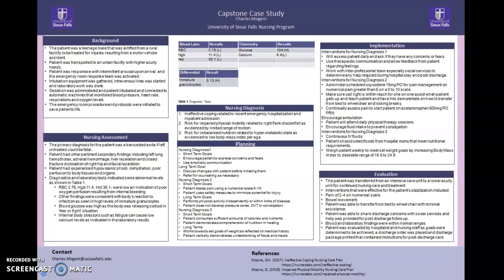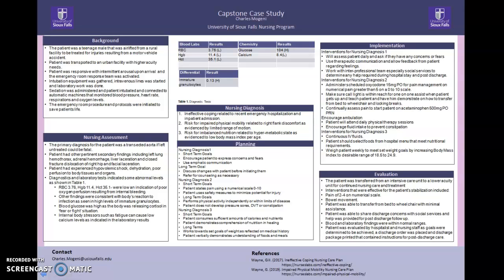Interventions for nursing diagnosis 2. Administer scheduled oxycodone 15 milligrams per mouth for pain management or numerical pain greater than 5 on a 0 to 10 scale. Make sure call light is within reach for one-on-one assist when patient gets up, and teach patient and have him demonstrate how to transfer from bed to wheelchair and lock brakes. Ensure the guardrails for the bed are raised while the patient is in bed, and continually assess pain to start patient on acetaminophen 500 milligrams per mouth as needed.